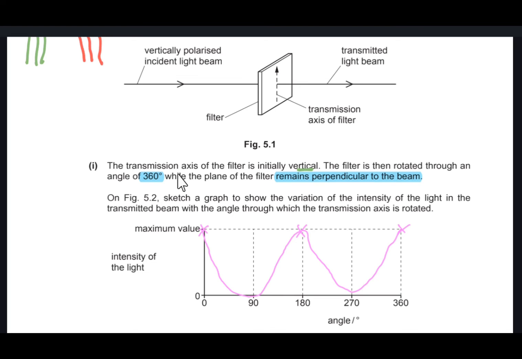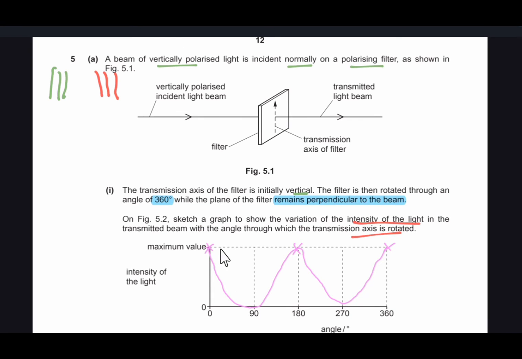The filter is then rotated through an angle of 360 degrees, while the plane of the filter remains perpendicular to the beam. On figure 5.2, sketch a graph to show the variation of the intensity of the light in the transmitted beam with the angle through which the transmission axis is rotated. So as we know, it is the graph of the intensity of light that is passing through the filter against the angle at which the filter is rotated.